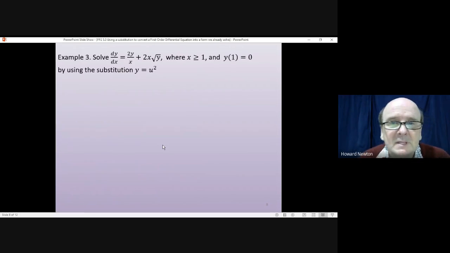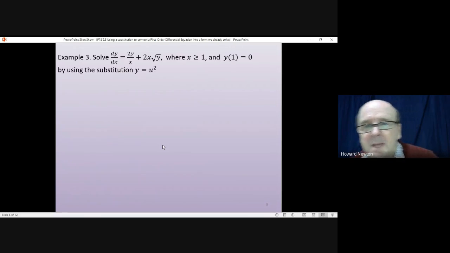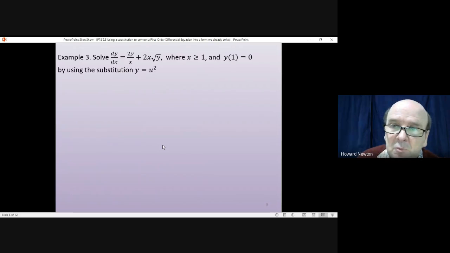Okay, one more example. Have a go at solving dy by dx equals 2y over x plus 2x times by the square root of y, where x is bigger than or equal to 1 and y of 1 is equal to 0. And we'll be using the substitution y equals u squared. I'll let you have a go, pause the video, come back to me when you're ready.